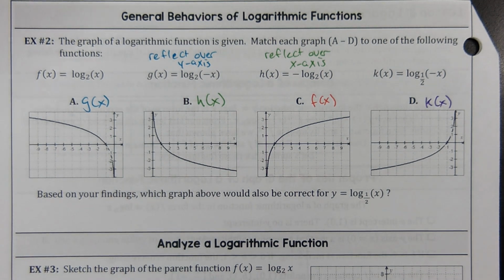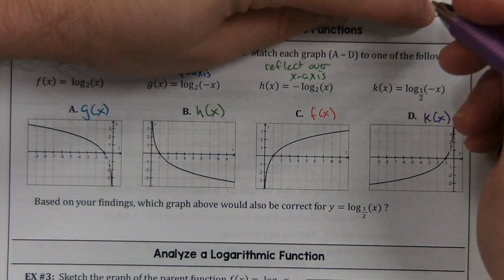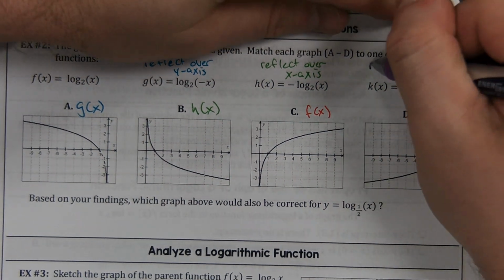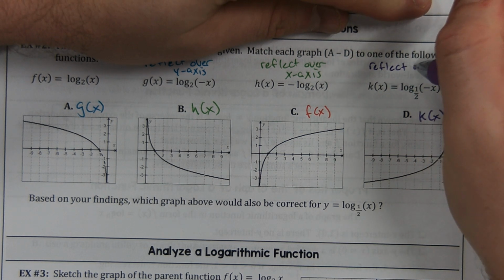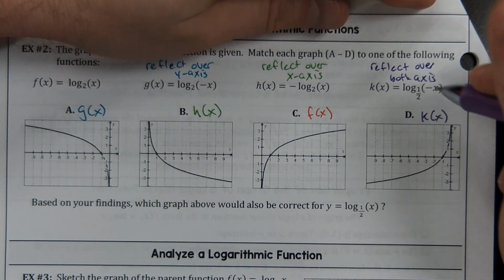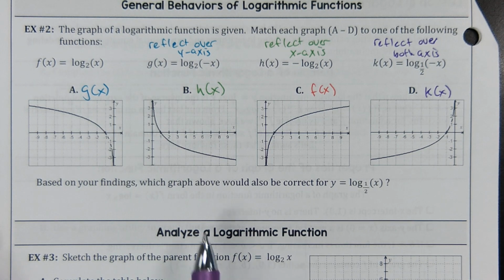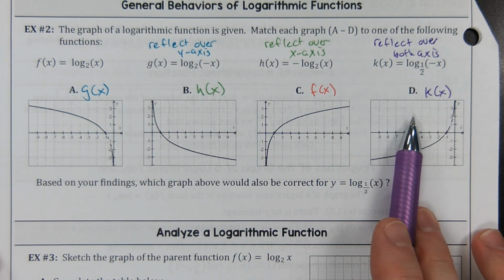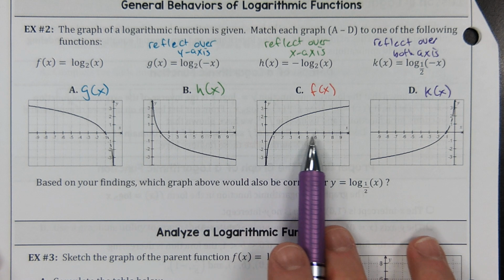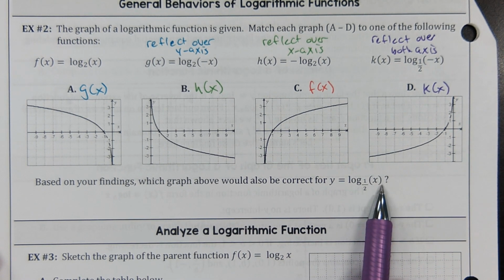Okay. Anyway, this graph has clearly been reflected over both axes. It's upside down and backwards. Okay, well then, based on that knowledge, which one of these would have been the graph if we had just only changed the base, but we left the x positive? I would just mean A, B, C, or D. What would be the graph?